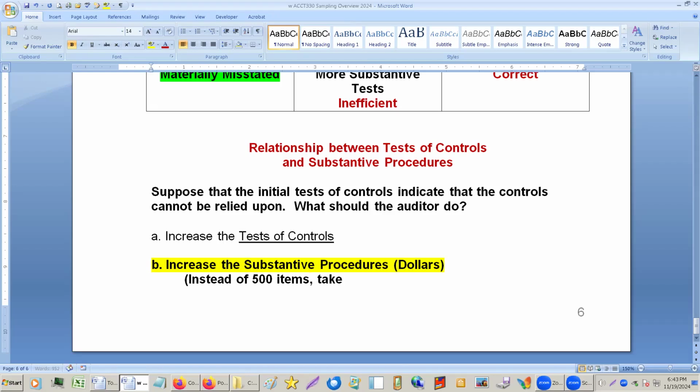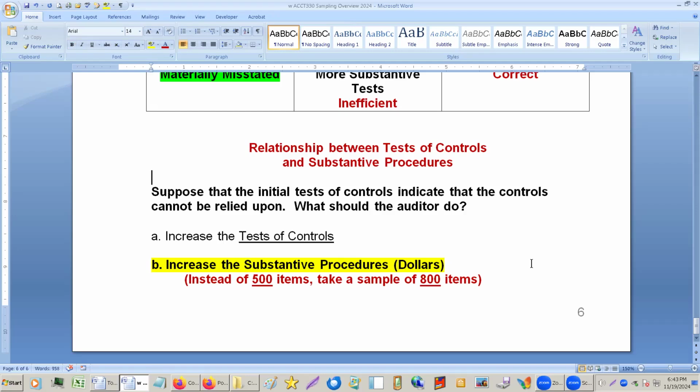Now take a sample of, I'm just making this up. Yeah, so if you could rely on the controls, you'd take 500 items, but you can't rely on the controls. So you've got to increase that sample size to some other number, I'm just making that number up. So you're going to increase the substantive procedures.